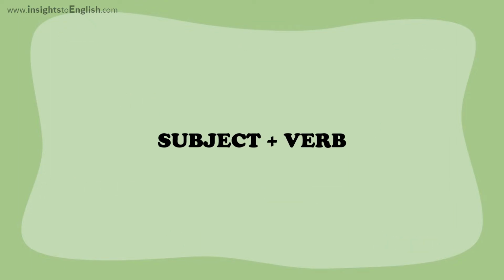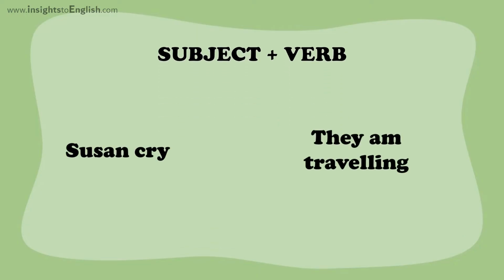Just a subject and a verb. And they have to agree with one another. For example, you cannot say Susan cry or they am traveling. Right, but that's all a clause is. Well, that's the foundation of a clause, and the most basic a clause can get. But usually clauses have more than just that.